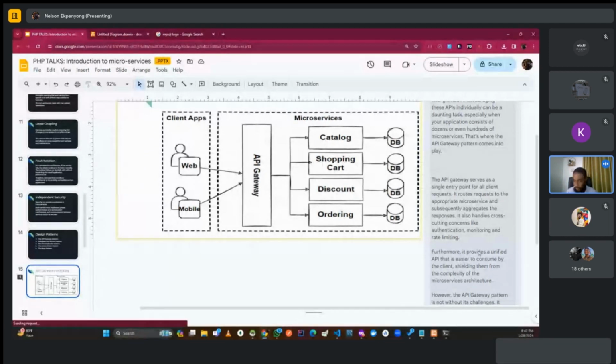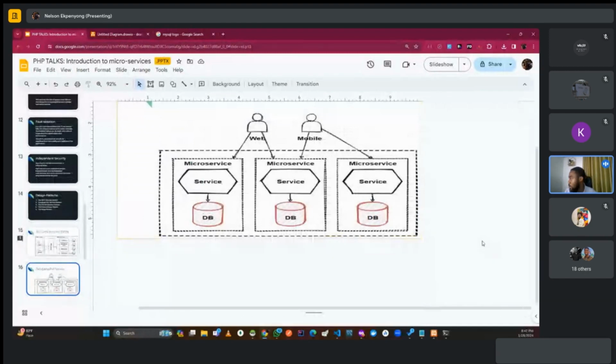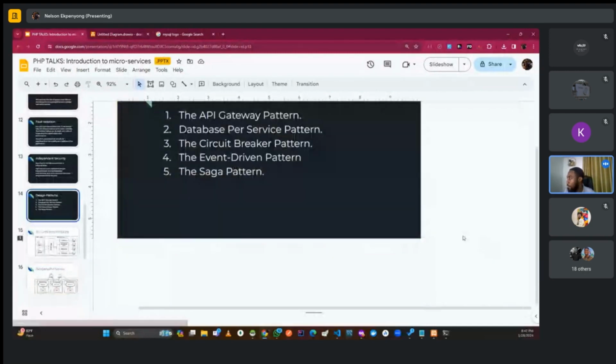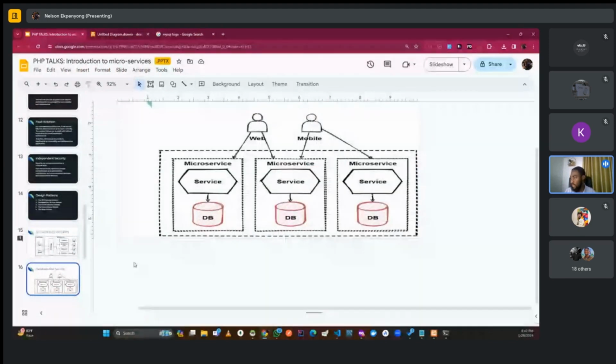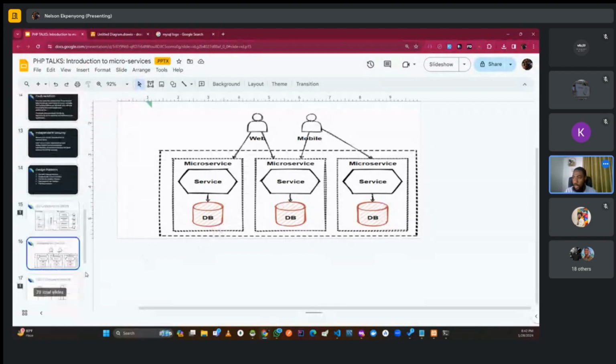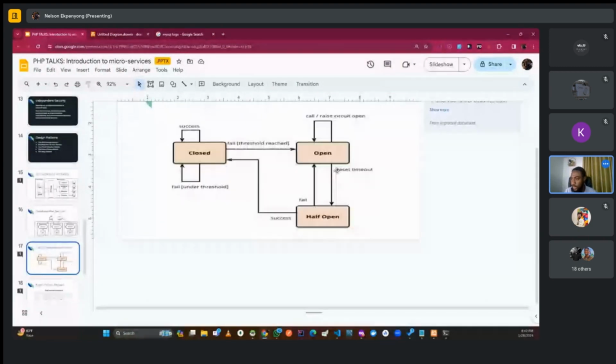All right, let's go to the other pattern, database per service. Of course, we've already seen this with the API gateway. Each service has its own database. Okay, circuit breaker. This is my favorite.